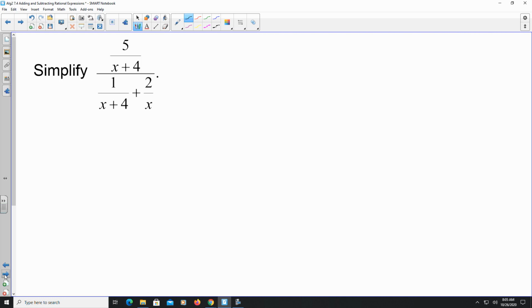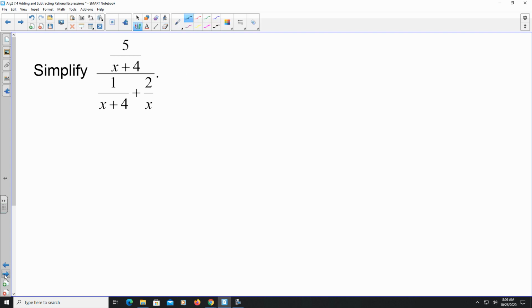Here is an example. They're asking you to simplify. What these are called are complex fractions. The reason why they're called complex fractions is they have a bunch of fractions, but what you have to do is decode where the big fraction is. If you look, I've got this big line right here. That's my big fraction in this particular scenario.